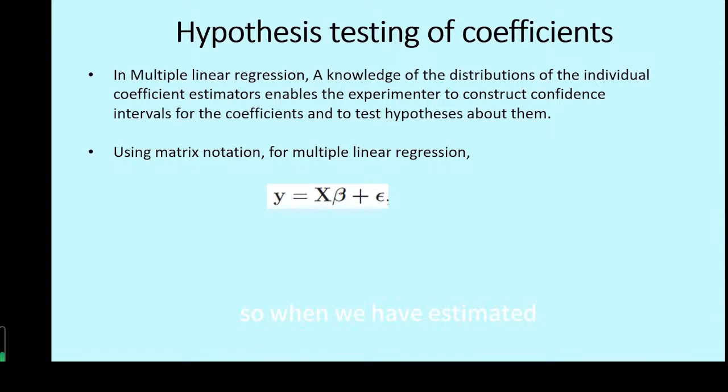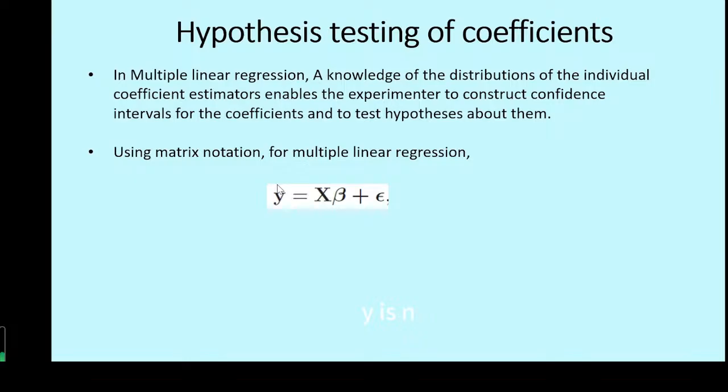So when we have estimated a multiple linear regression model, usually we want to check if the individual coefficient is significant or not. So this is called hypothesis testing of the coefficients. So we use matrix notation for multiple linear regression model. So these are matrix types.